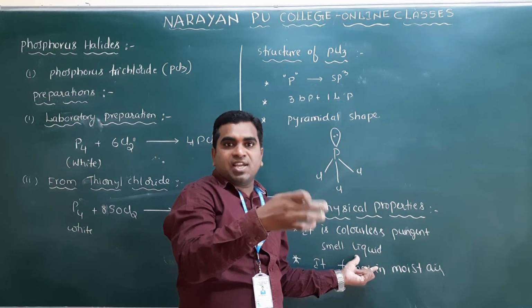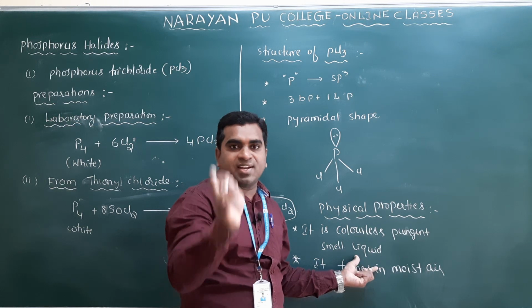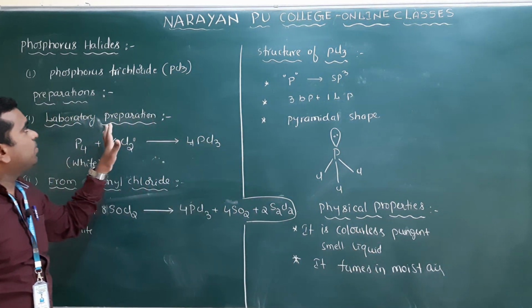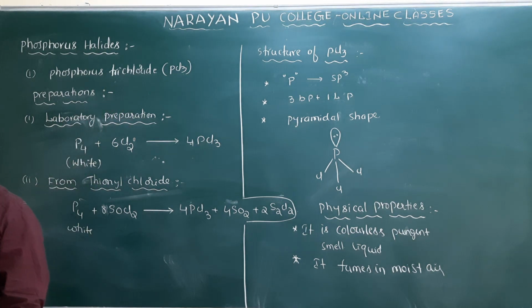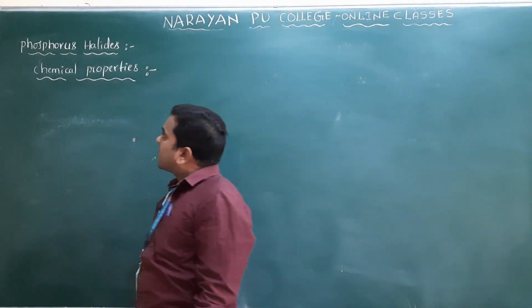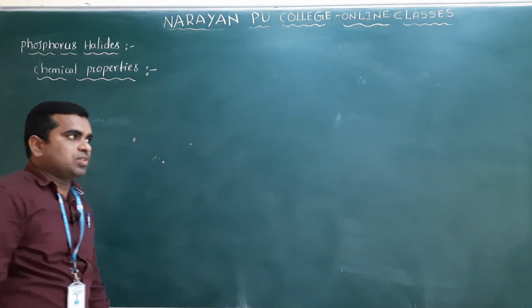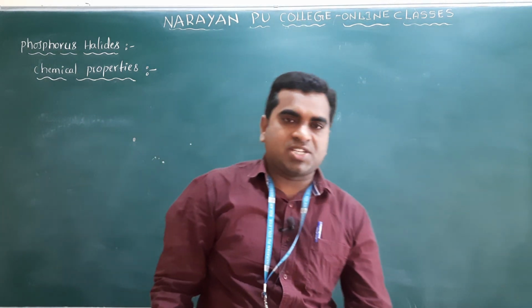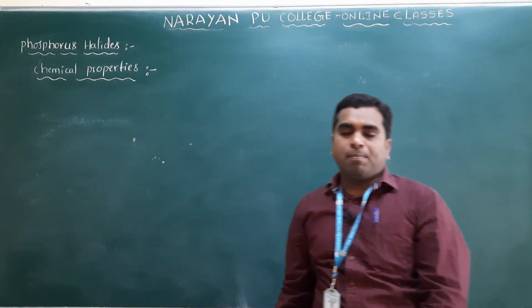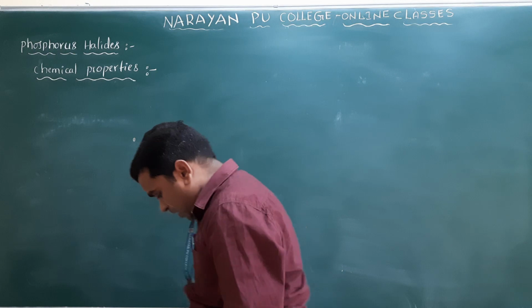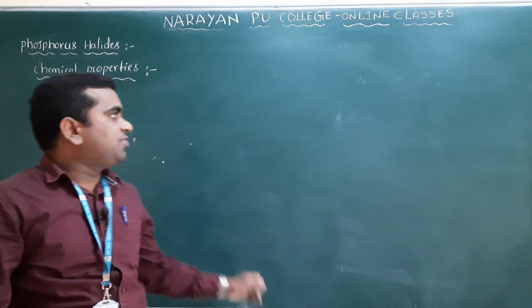If they give that it is a yellow solid or crystal, then it is PCl5. Questions like that are there. This is about the physical properties, preparation and structure. Next one is chemical properties of PCl3. We have discussed the first one, preparation methods, two preparation methods we have completed, and the second one we discussed is the structure of the compound. The next one is physical properties.